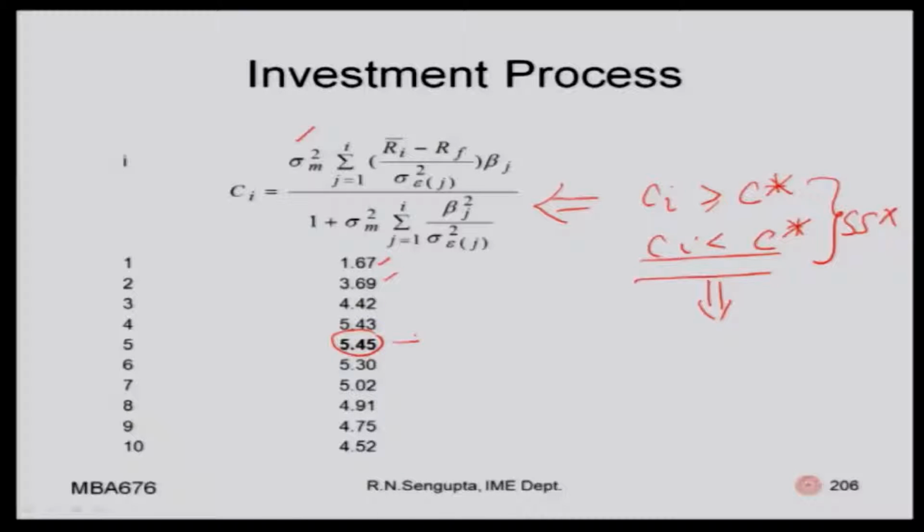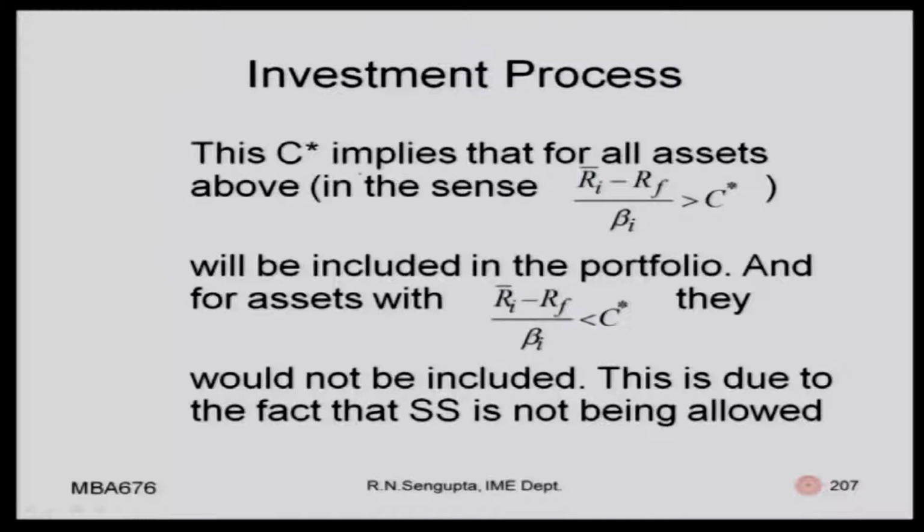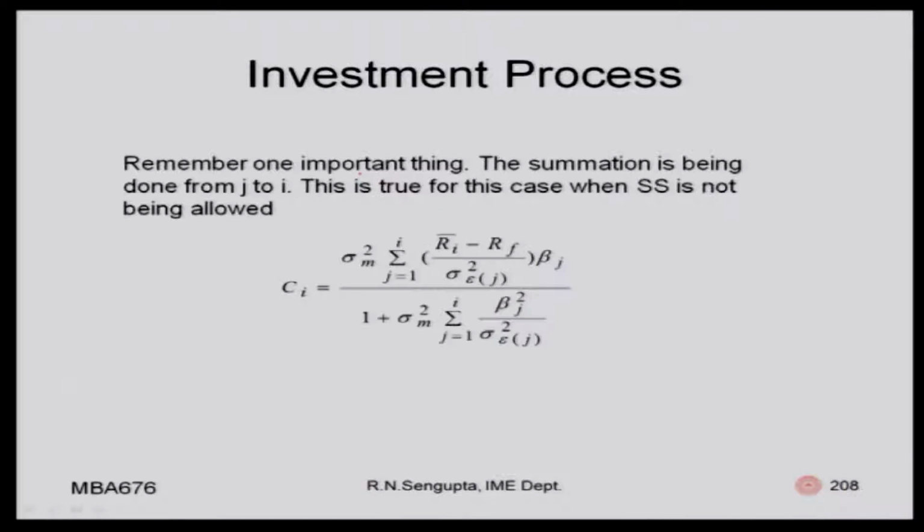Only one thing I will try to recollect and make a point to the students: when you find out C star, all the summation for the Ci value is done for j equal to 1 to I. So, if I is 2, you will sum up all the values from 1 to 2. If I is 5, you will sum up all the values for 1, 2, 3, 4, 5, considering you have 5 different assets in your portfolio. So, this C star, which is 5.45, is the maximum value, which implies that for all such assets above it you include them in your portfolio, and for values lower you do not include them if short selling is not there. Remember that the summation is done from j equal to 1 to I, depending on how many i's there are.